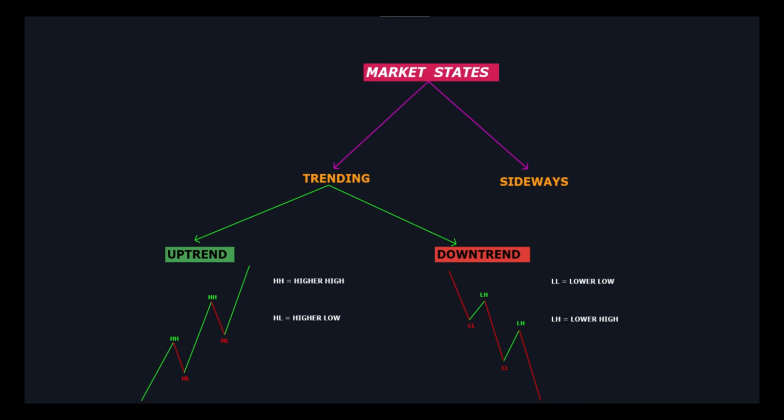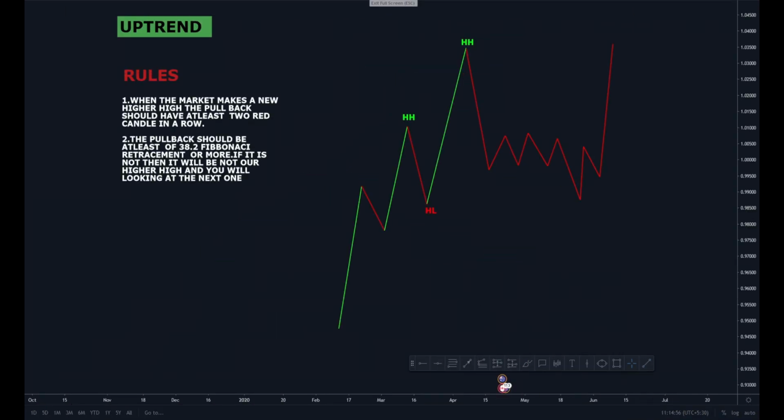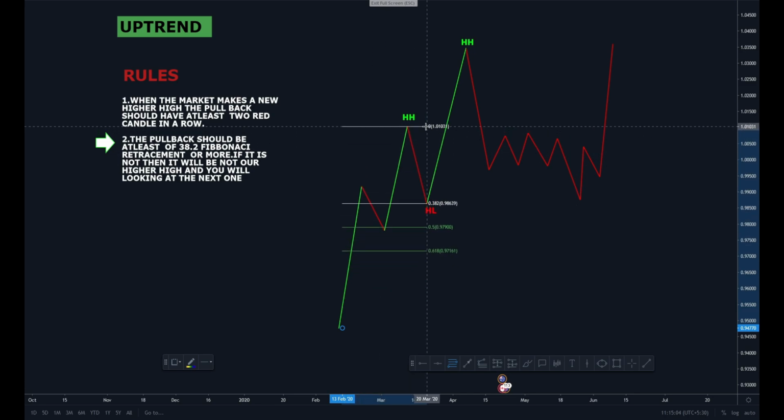First, we're going to look for uptrend, then we're going to look for downtrend. For uptrend, the first rule is that when the market makes a new higher high, the pullback should have at least 2 red candles in a row. And the second rule is that the pullback should be at least a 38.2 Fibonacci retracement or more. If not, then it will not be our higher high and we will be looking at the next one.